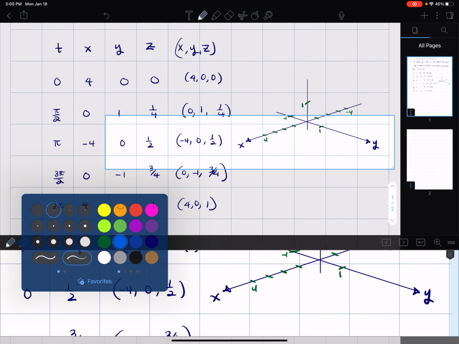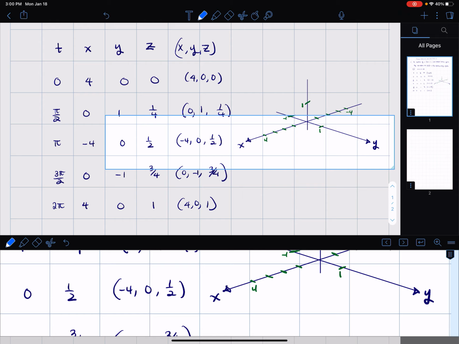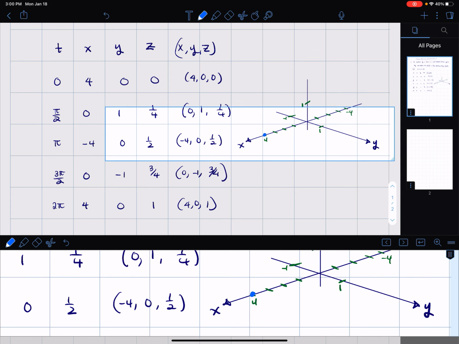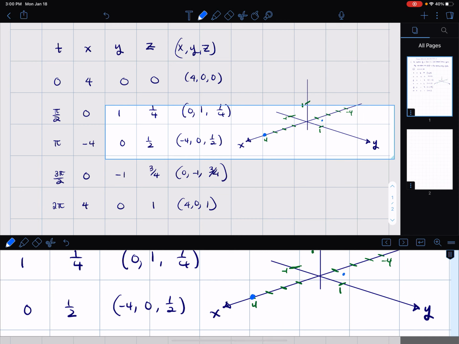Okay, so let's plot these points. These are not going to be easy points to plot. So let's plot 4, 0, 0. That is easy to plot. And then we're going to plot 0, 1, 1/4. So 0, 1 is here, when x is 0 and y is 1. But then we want it up 1/4. So if we move 1/4 along the z-axis, we end up there. So far, we have a trajectory, a line that's moving in this direction.